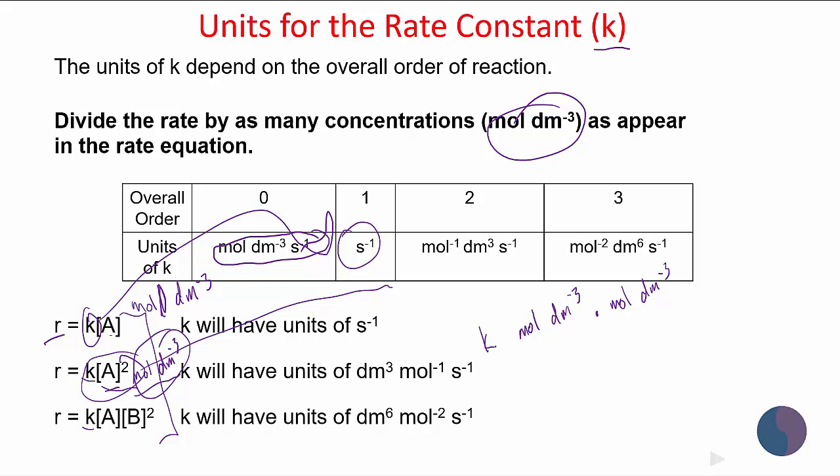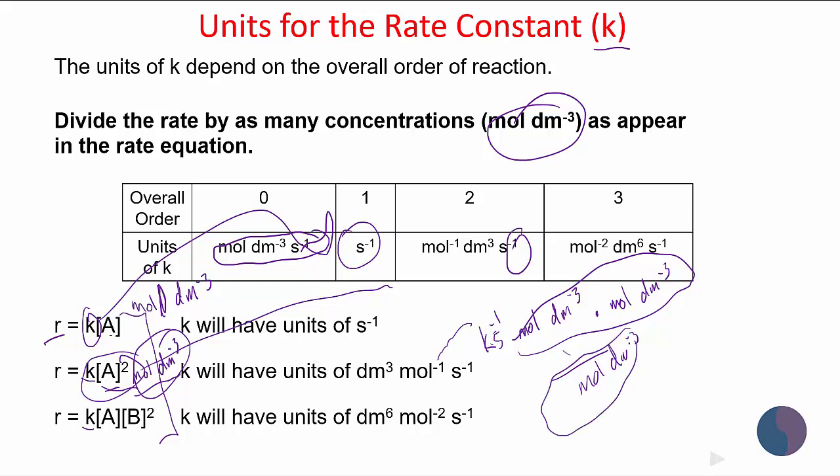And so K, what's K missing? How are we going to get K to be this? We need to divide by moles per litre, and we need to have an S^-1. Okay, so in order for that to happen, you've got the S^-1, and then you're going to have this as this here, a divide by. So this is a positive and this is a negative.